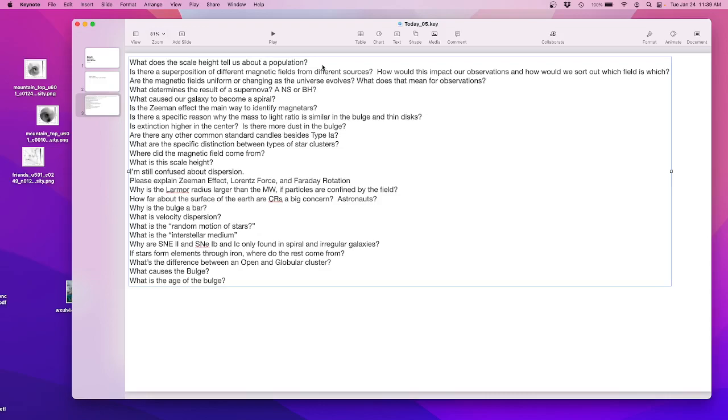Is there a superposition of different magnetic fields from different sources in the galaxy? No. Yes, but also no. There's one field, and they all just add to it. It's not like quantum mechanics where you can have a superposition of things, with two different states stacked on top of each other and it exists in both states at once. The magnetic field just adds. So it's just the field that's there. So yes, there's a bunch of different sources that all contribute to the magnetic field in the galaxy, which I'll talk more about in a little bit.